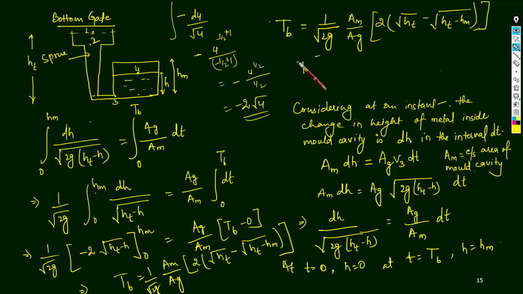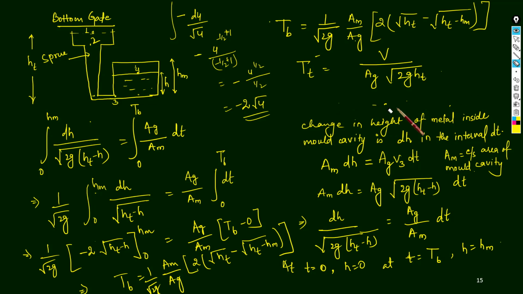What was the expression for TT? It was the complete volume of mold divided by Ag into velocity, that was root under 2g ht. So it's a very simple expression, and look at this one, this is for the bottom. So how do we compare it? Let's see if it is possible to compare.